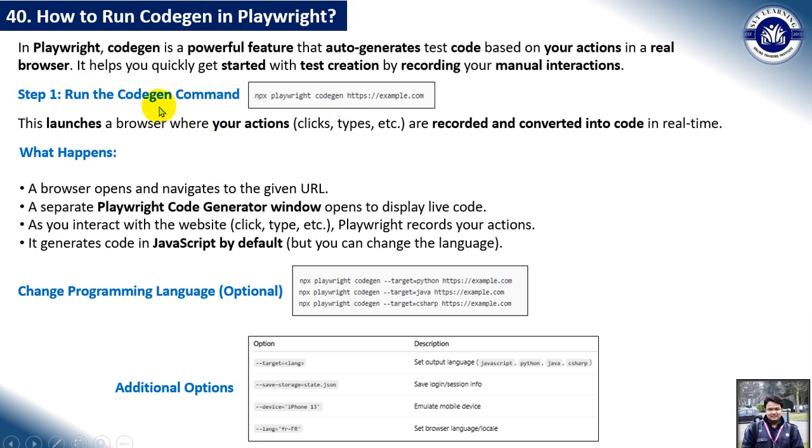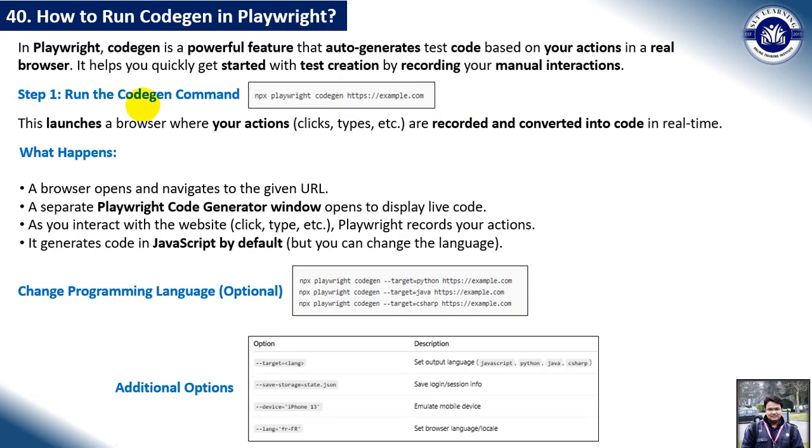How can you run the codegen command? So simple, npx playwright codegen and the URL of your application, and when you hit enter, it will launch this URL in a default browser along with the codegen, and whatever steps you perform, whatever clicks you do, each and everything will be recorded and converted into code in real time. So this is very useful when you start with Playwright.